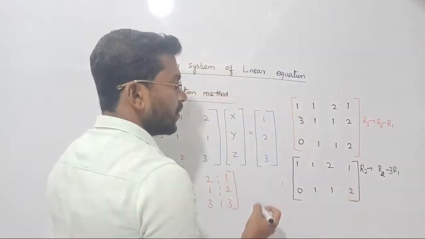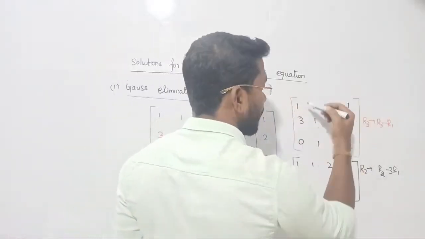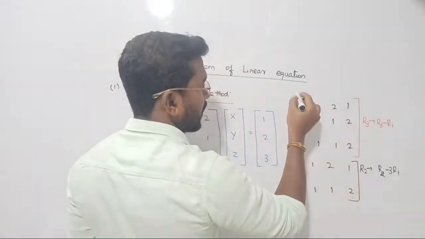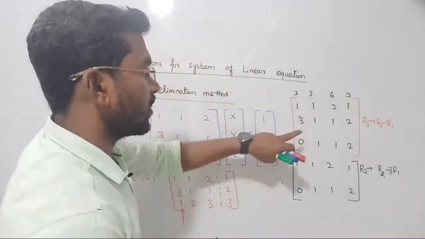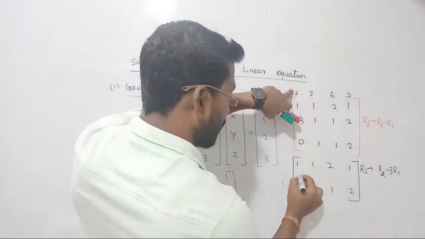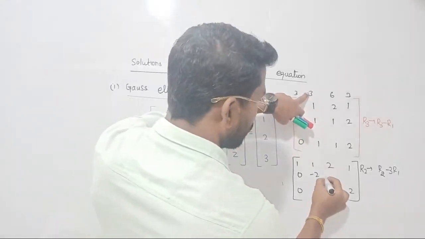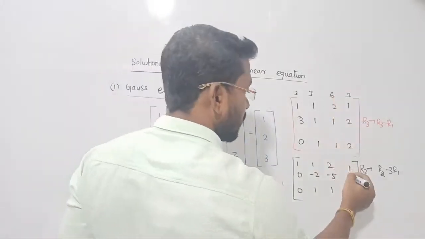Now let's write. To write the second row, we multiply the first row by 3 and do the subtractions, right? Okay. If we multiply the first row by 3, what will come here? 3 3 6 3, correct? Now 3 minus 3 automatically becomes 0. And then 1 minus 3 becomes minus 2, and then 1 minus 6 becomes minus 5, and then 2 minus 3 becomes minus 1.